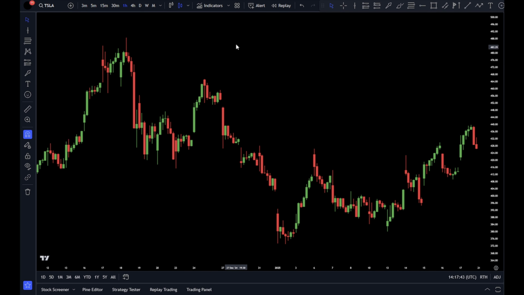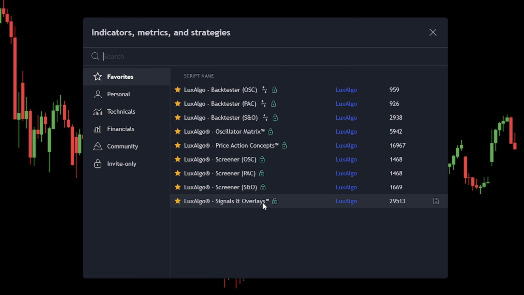To add the main indicator to your chart, click on Indicators and search for Signals and Overlays by LuxAlgo.